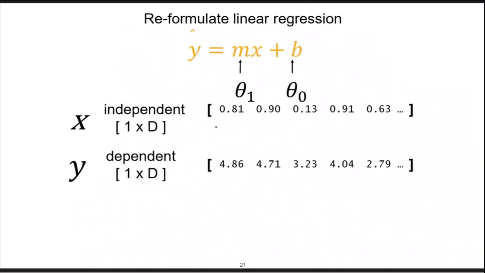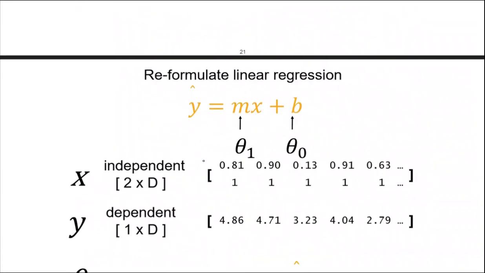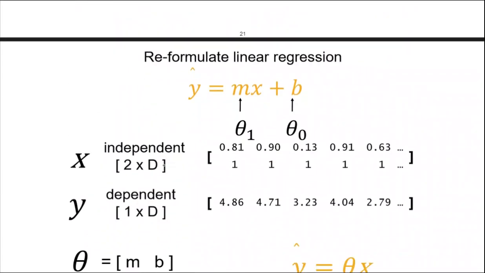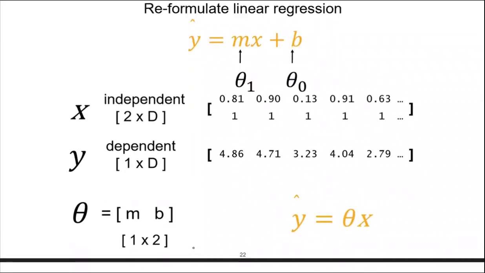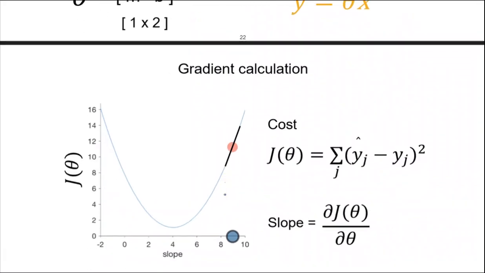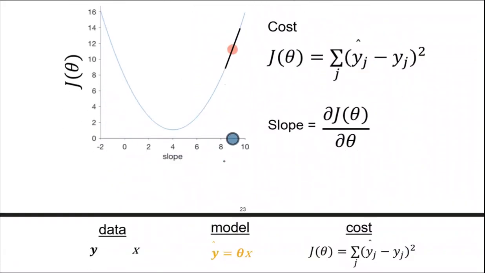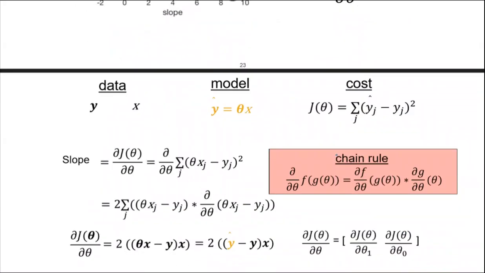Sometimes we need to reformulate the linear regression. We have one-dimensional data for both, but we're going to augment the independent variable to 2D. We just put a one in each column for the sake of augmentation. The reason we did this is that the theta parameter, m and b, is a one-by-two array, and we need to match these two to be able to do matrix operations, and that's what we simplify into here.